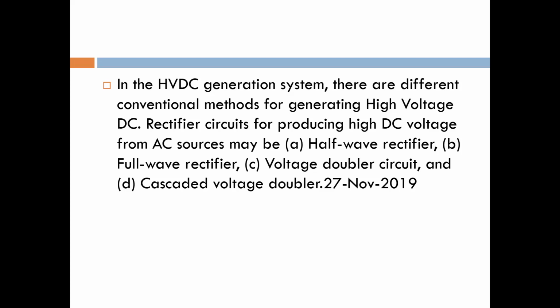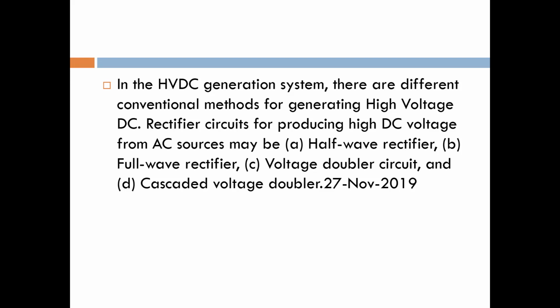So in this case, what we are going to study are the different conventional methods for generation of high voltage. There are 4 methods given here, which convert high DC voltage from high AC voltage. First one, half wave rectifier. Second one, full wave rectifier. Third one, voltage doubler circuit. And the fourth one is the cascade voltage doubler. These are the 4 methods used for the generation of high DC voltage.